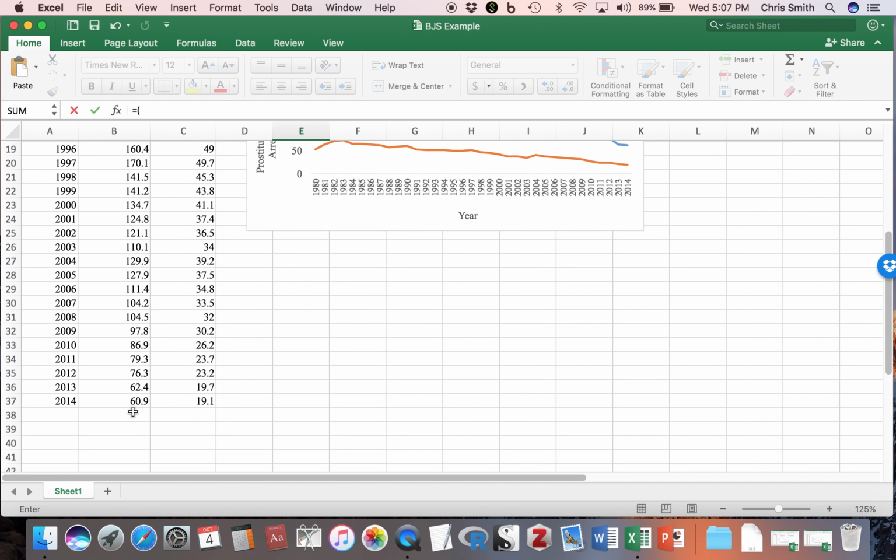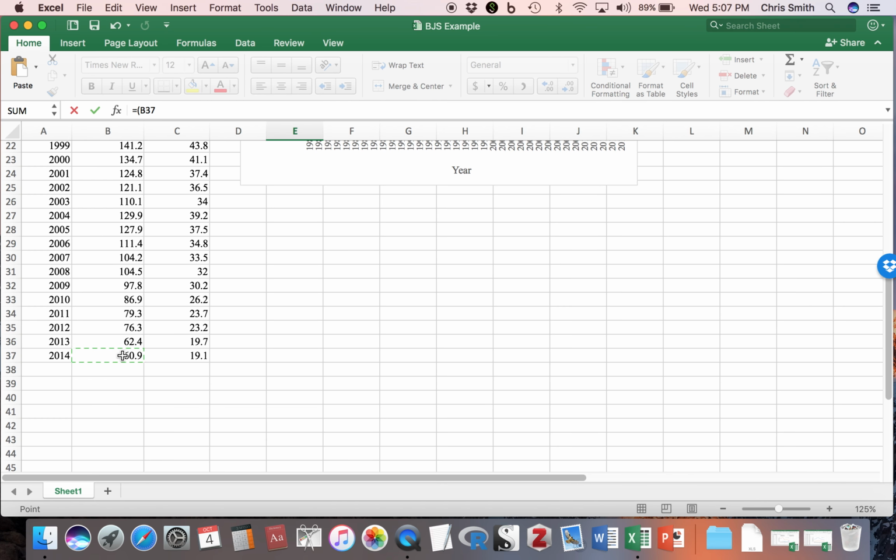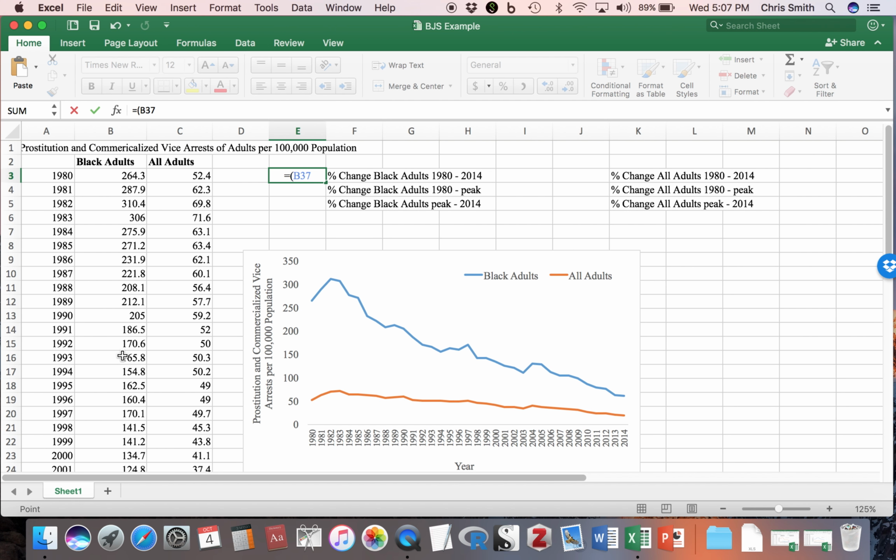So you start with the most recent rate, subtract the earliest rate, close the parentheses, divide by the earliest rate, and multiply by 100. And then hit return or enter. The basic formula for percent change over time is difference divided by the original multiplied by 100. That's what we did here.